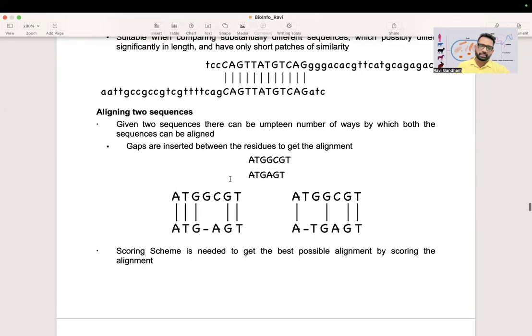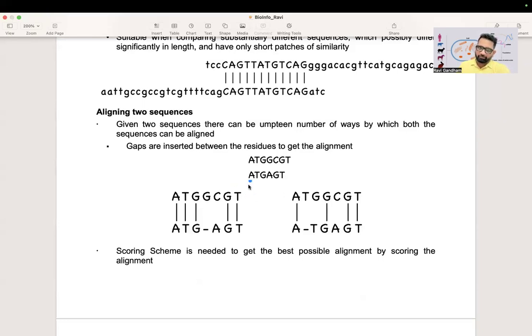Given two sequences, let us say you have two sequences here. One is this particular sequence, ATGGGCGT, and the other one is AGGAGGT. These two sequences can be aligned together in umpteen number of ways. Remember my statement: they can be aligned in umpteen, meaning different ways, by incorporating gaps. Let's have a look at two of such alignments.